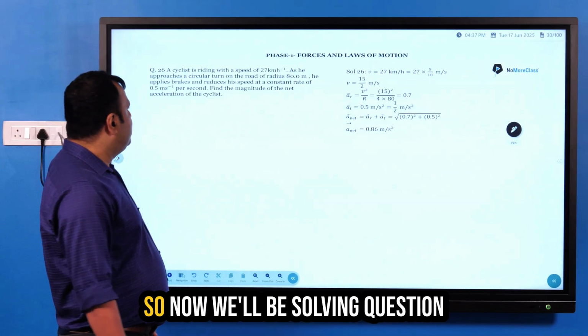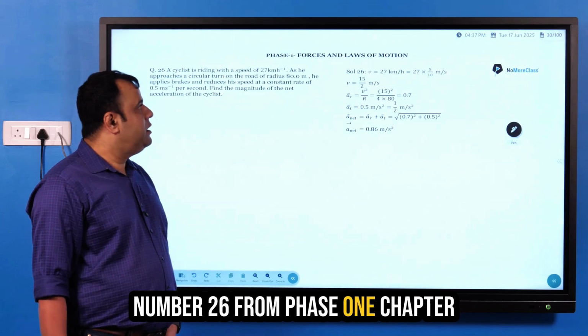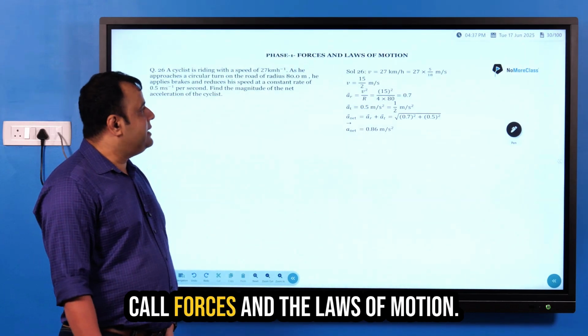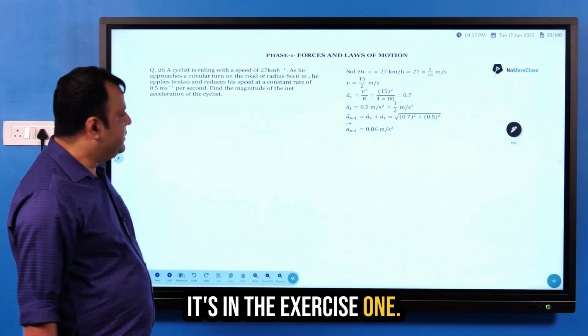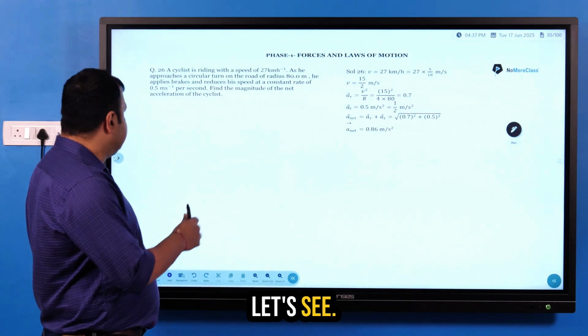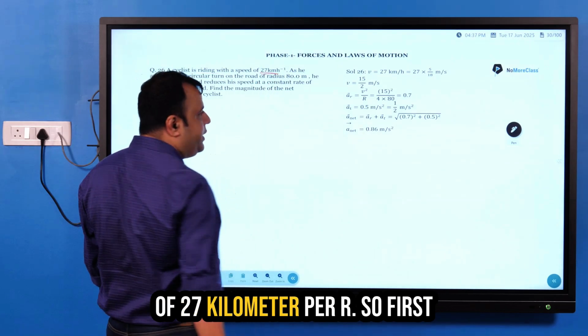Hello. So now we'll be solving question number 26 from phase 1, chapter called Forces and the Laws of Motion. It's in the exercise 1. It's a pretty nice question. Let's see it. A cyclist is riding with a speed of 27 km per hour.